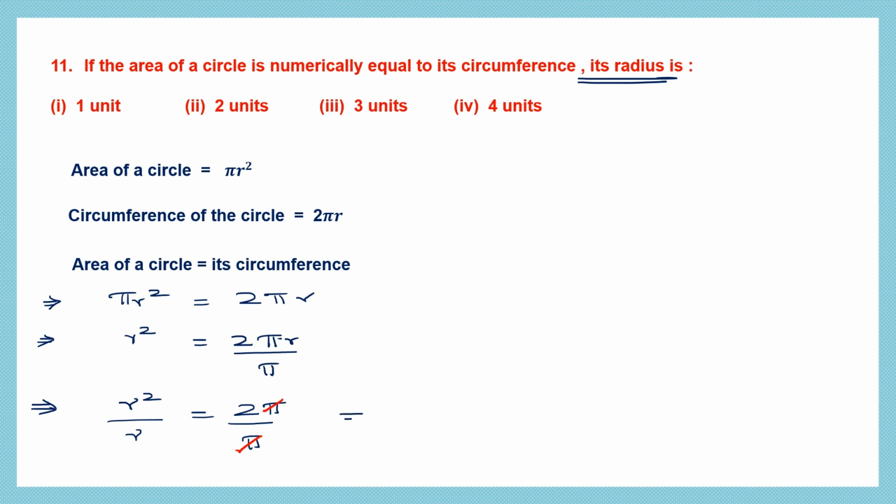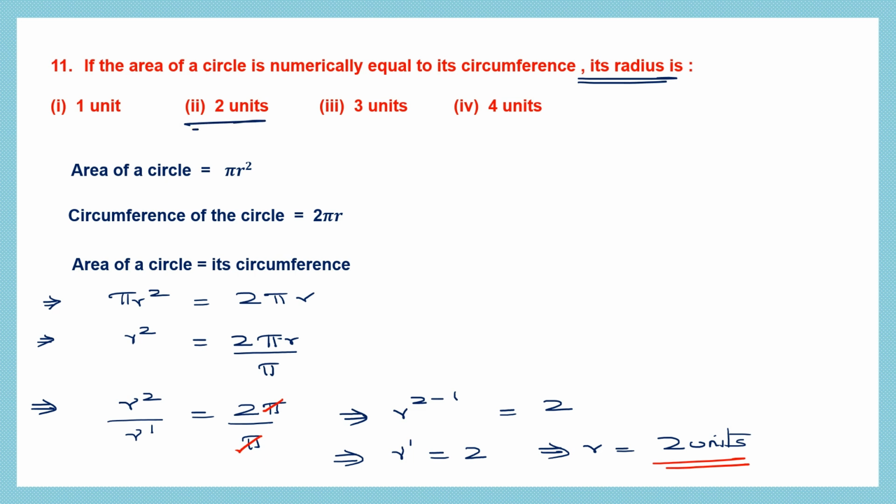Now here r square divided by r. So let's write it here. So that becomes r to the power of 2 minus 1, because this is 1. And that is equal to 2. So r to the power of 2 minus 1 is 1, which is equal to 2. That means the value of r is equal to 2 units. We don't have any other unit mentioned. So the answer will be 2 units, and that is option 2, 2 units.